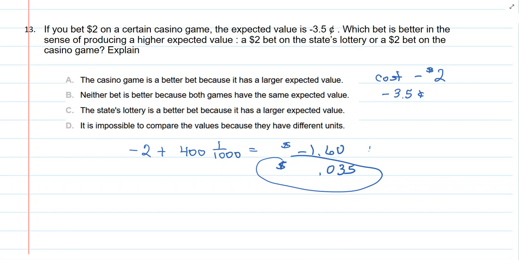All right, well, we're done. Have fun doing this homework. And we know that the casino game is a better bet because it is a larger expected value. In other words, we just lose 3 cents versus losing $1.60 on every trial on the other one.